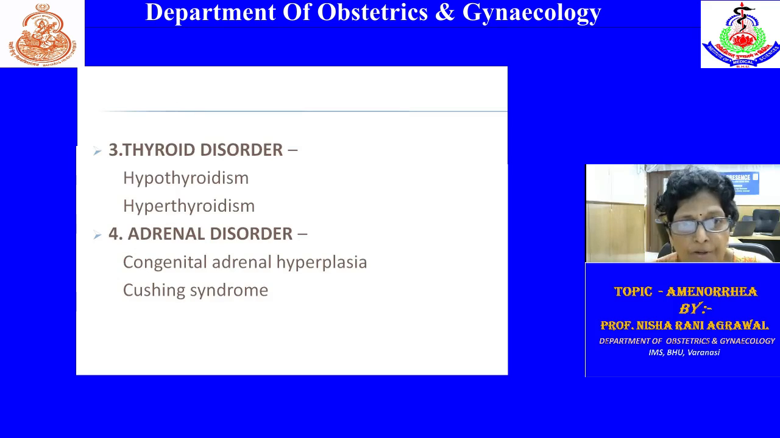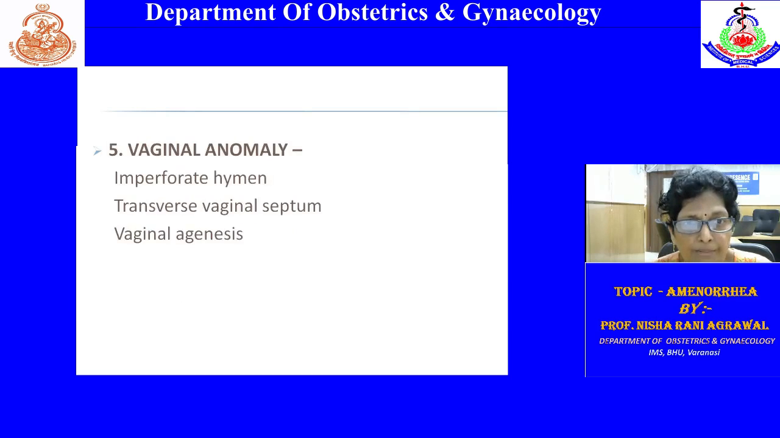In thyroid disorders, hypothyroidism as well as hyperthyroidism are responsible for amenorrhea. In adrenal disorders, congenital adrenal hyperplasia and Cushing syndrome are responsible for amenorrhea. Certain vaginal anomalies like imperforate hymen, transverse vaginal septum, and vaginal agenesis, because the outflow tract is obstructed, will result in amenorrhea.